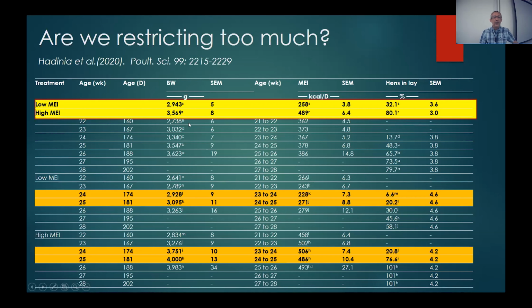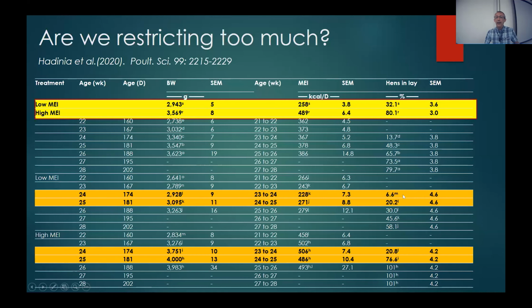Well, they show that obviously there was a difference in body weight and in body growth. As you can see here, by 24 weeks of age, the ones on the low diet were just under 3 kgs, whereas at the same age, the ones on the high diet were almost 1 kg over their low counterpart. And what does that translate to?